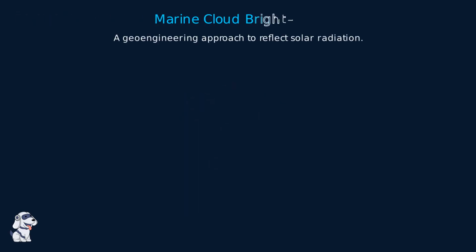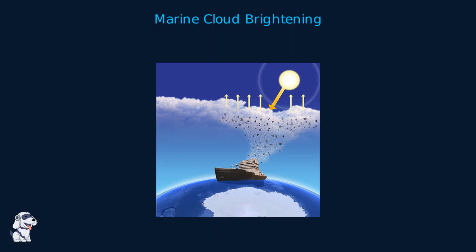Marine cloud brightening is a proposed climate intervention technique. The goal is to increase the reflectivity of low-level marine clouds to reflect more sunlight away from the Earth. By spraying sea salt aerosols into the atmosphere, we create more cloud condensation nuclei. This leads to smaller, more numerous water droplets, which are more effective at scattering solar energy.